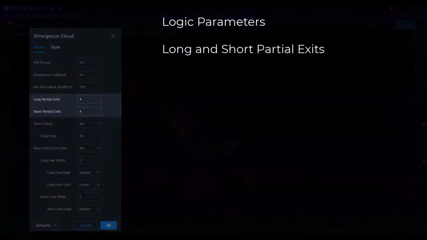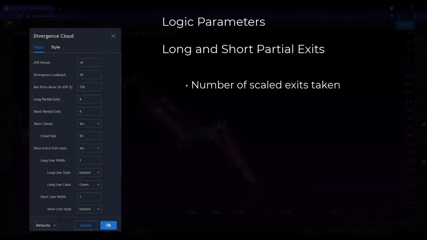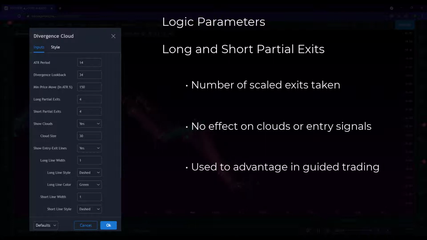The long and short partial exits define the maximum number of scaled exits you want the indicator to take for each entry. While they have no effect on the clouds or entry signals, they can be used to your advantage for better position sizing and profit taking depending on the long-term bias of the chart.